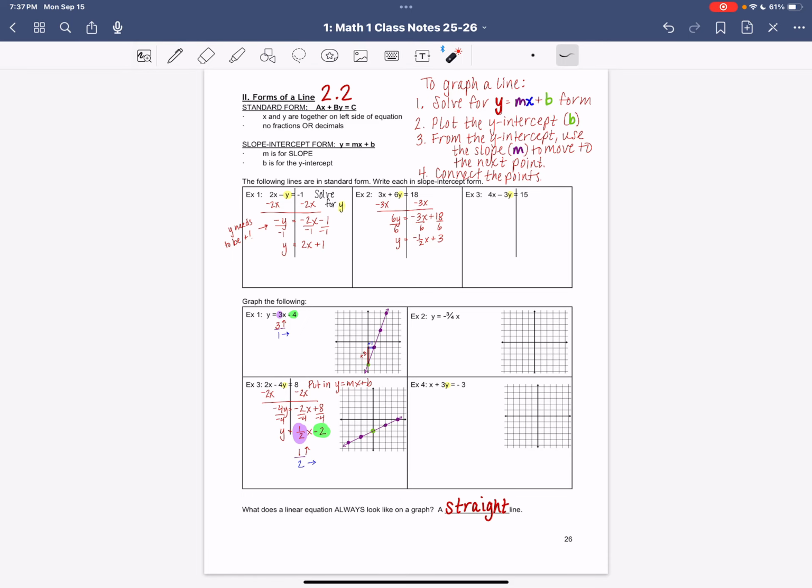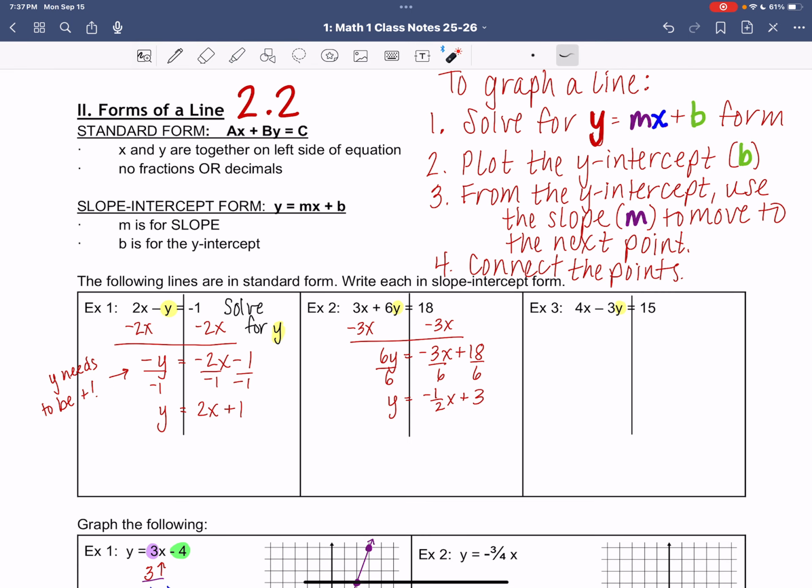All right, today we're going to be talking about our different forms of a line. So there's a couple different forms that we'll talk about today. We have standard form, which is ax plus by equals c. This is when x and y are together on the left side. To write this in standard form, there can be no fractions or decimals.